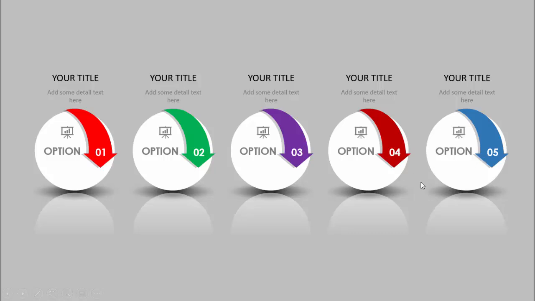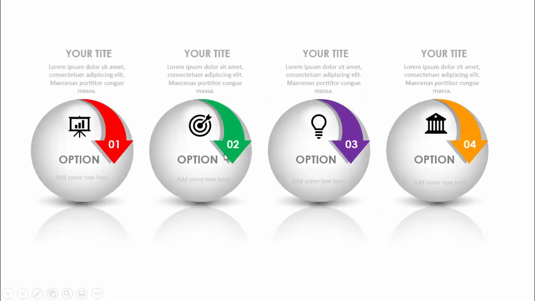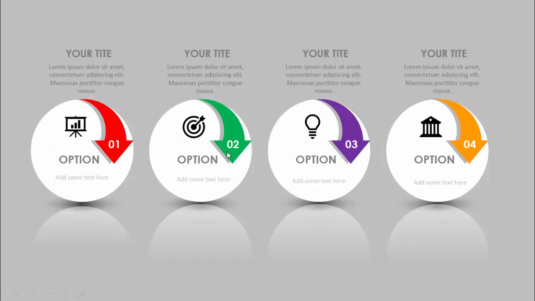And what is it that you need to make this slide? These are some prerequisites. You need a latest version of PowerPoint, at least 2013. You need icons. You can download the free icons from this particular link, and you need merge shape, which should be enabled in 2010. If you are using 2007, then this particular merge option is not available, and if you are using 2010, then you need to follow these below steps to enable that one. So let's see how to do this in PowerPoint.